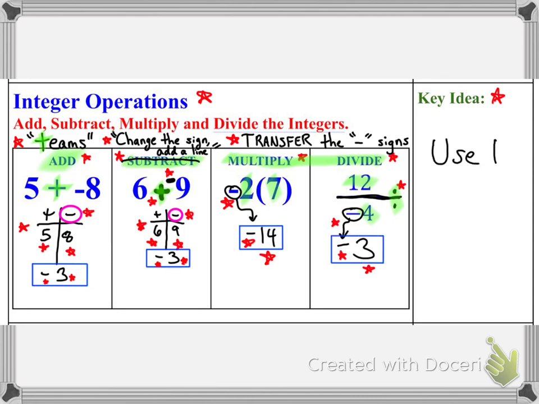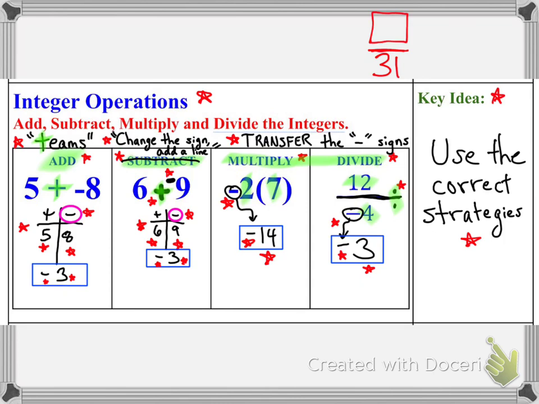So finally, we're going to write the key idea, which is use the correct strategies. And there were 31 stars in this question because there's a lot of little steps that we need to make sure we remember so we can get to the final answer every time.